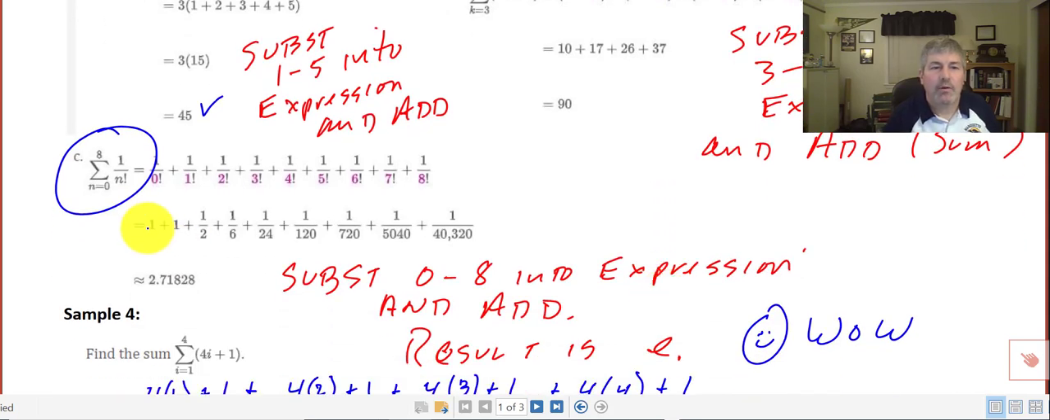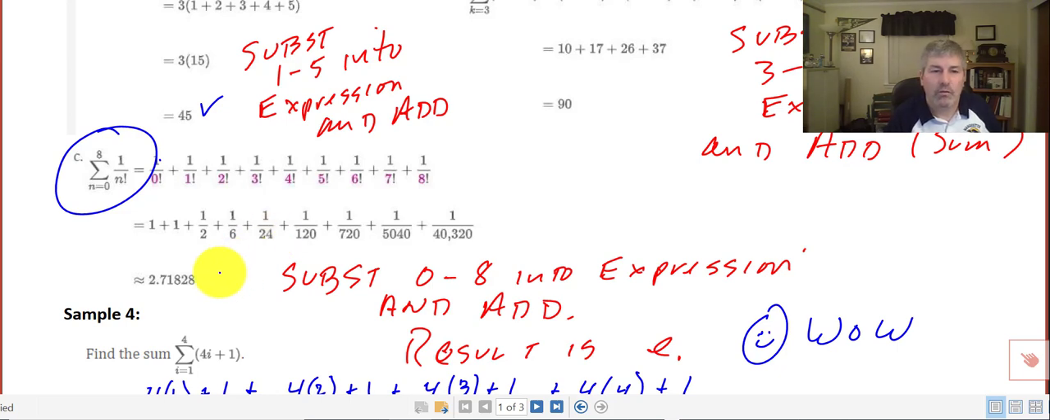In our third sample here, we're going to evaluate 1 over n factorial from n equals 0 to 8. Individually, we're going to substitute 0 through 8 into the expression and add the results. 1 over 0 factorial, 1 over 1 factorial, all the way to 1 over 8 factorial, and add each of those individual values. 0 factorial is 1, 1 factorial is 1, and then 1 over 2, 1 over 6, 1 over 24, and so forth.